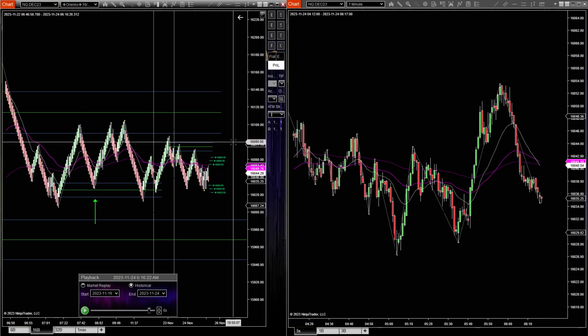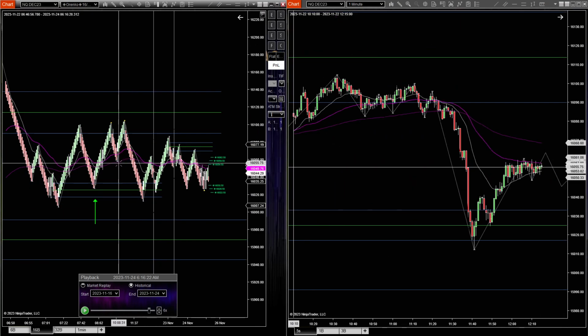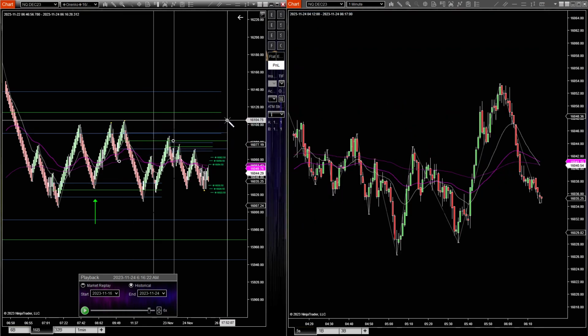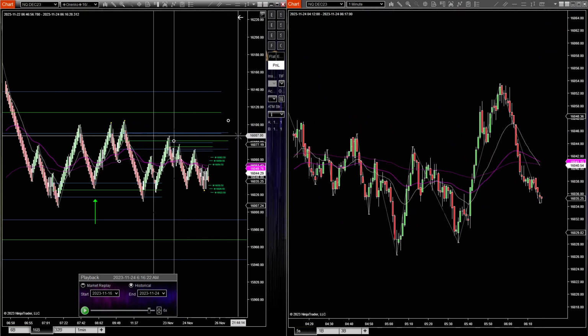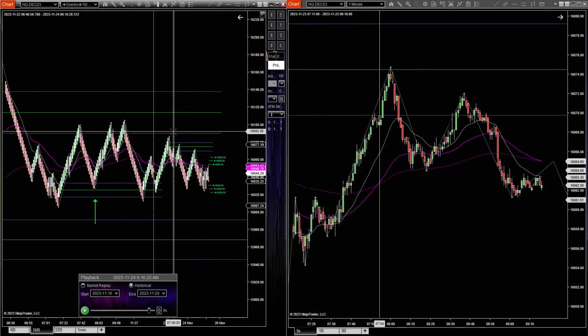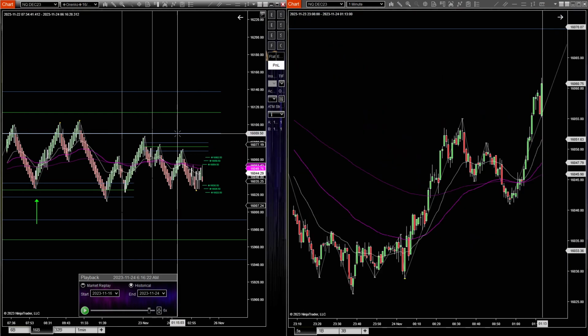Let's see what else we have here. I mean, we had this zone. It wicked up here about 50%, a bit more. So we can find other zones here. We'll keep the bigger ones here, try to keep it clean.